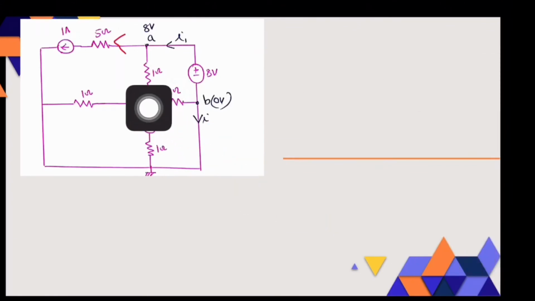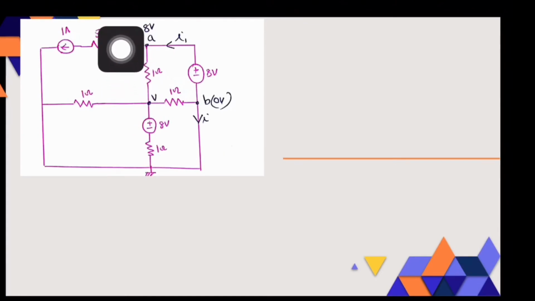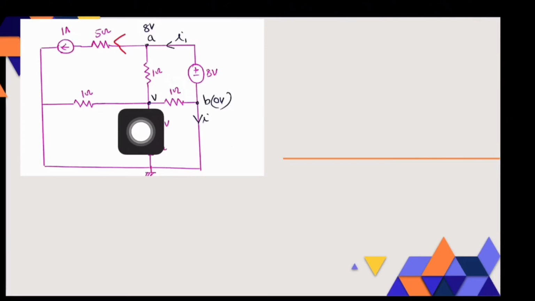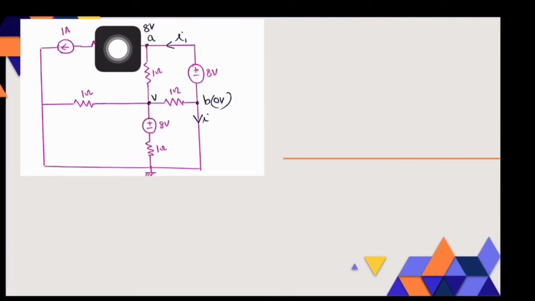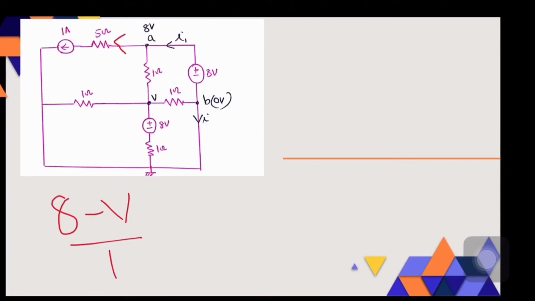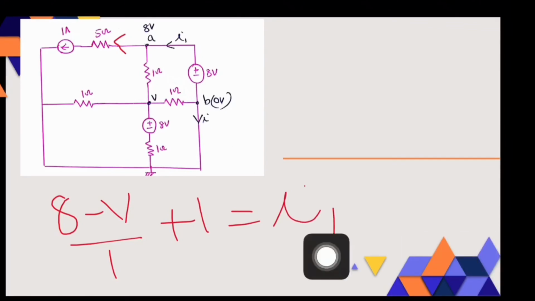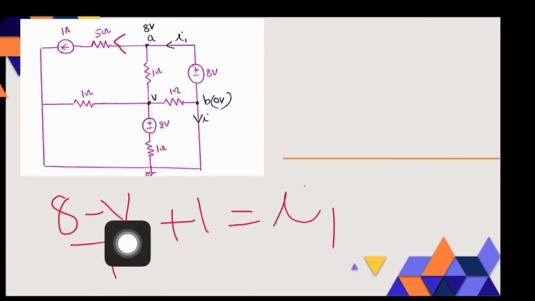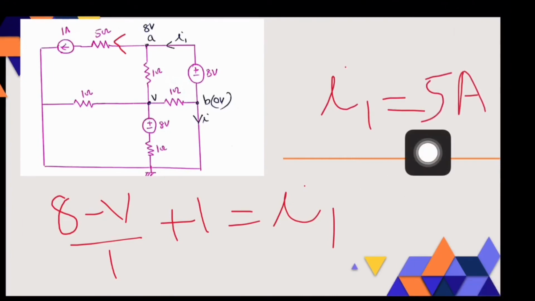Now you look at this 1 ohm resistor. One end of it is at node A at 8 volt potential and other end is at node V. Since we are writing KCL at node A, we take the current through this 1 ohm as (8 minus V) by 1, and that plus 1 is equal to I1. Value of V is already calculated. By substituting this value, we get I1 is equal to 5 amperes.